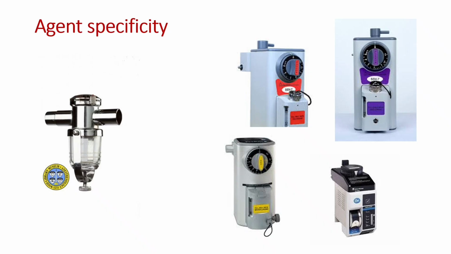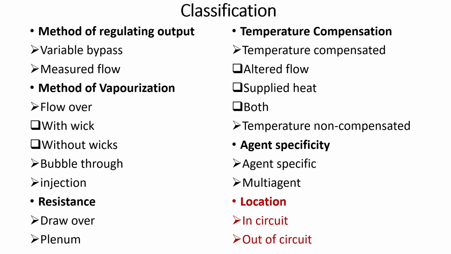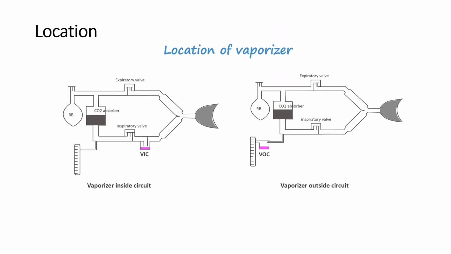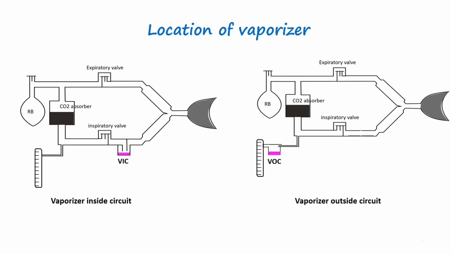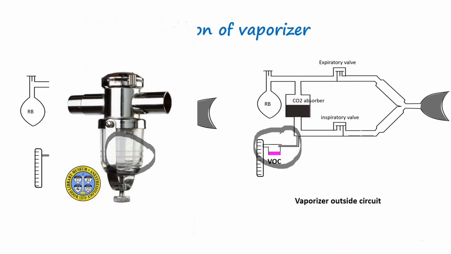Coming to the classification based on location, vaporizers can be classified as in-circuit and out-of-circuit. There are two possible locations for a vaporizer within an anesthesia breathing circuit. If it is integrated directly into the breathing system, it is called vaporizer inside circuit, while when the vaporizer is located outside the breathing system, it is called vaporizer out of circuit. Goldman vaporizer is an example of vaporizer in circuit, while Tech vaporizers are vaporizers located out of circuit.